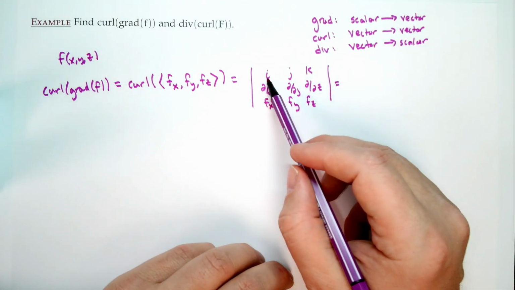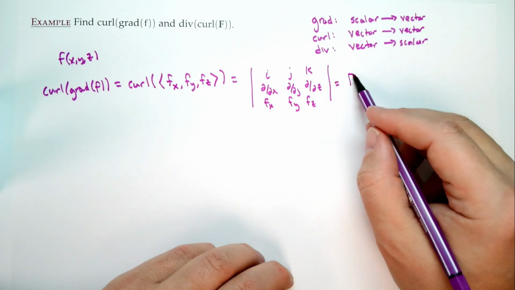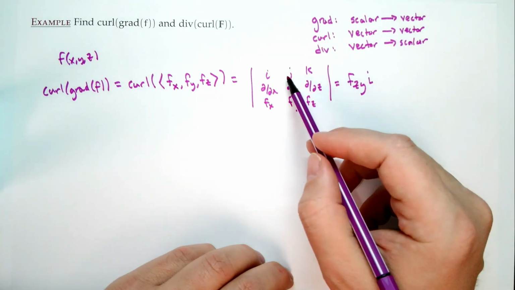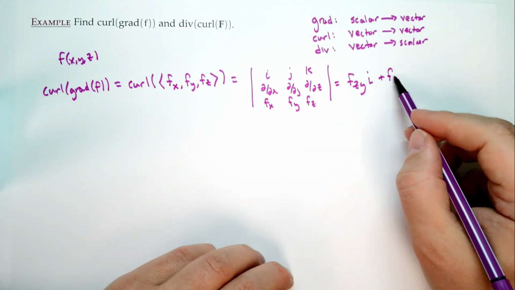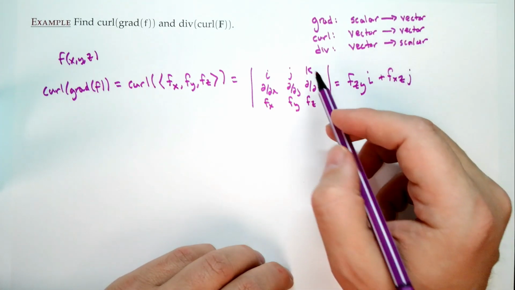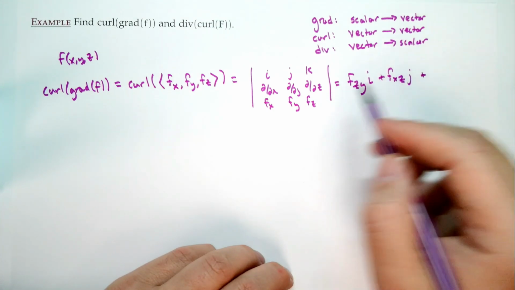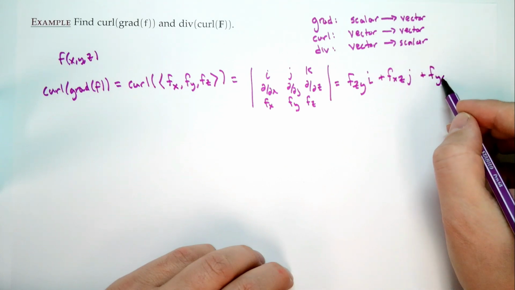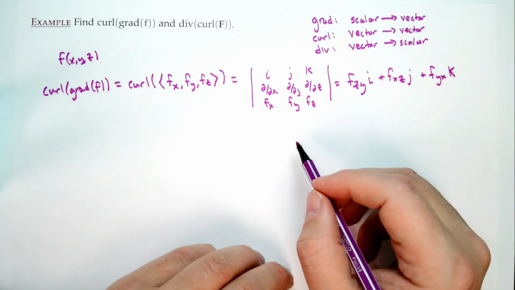So, what do we get? Partial y with respect to f sub z, so that's f sub zy, and that's in the i direction. Then partial z of f sub x, so that is f sub xz, that's in the j direction. And then k: partial x of f sub y, that's f sub yx in the k direction. All right? Down, down, down.